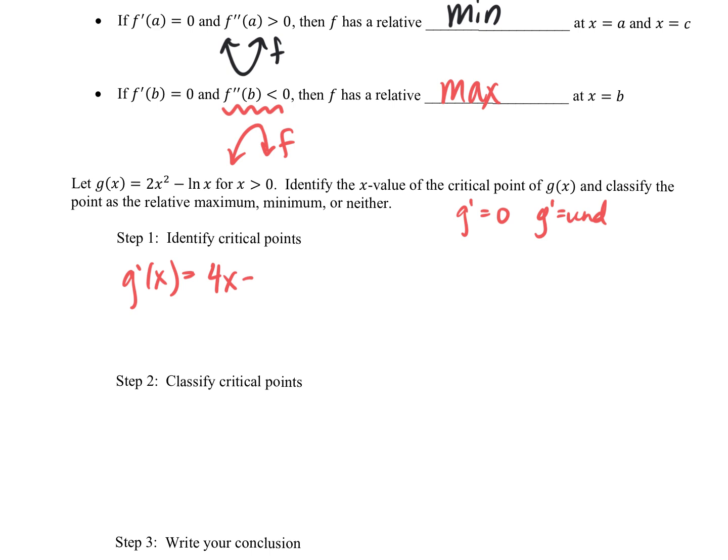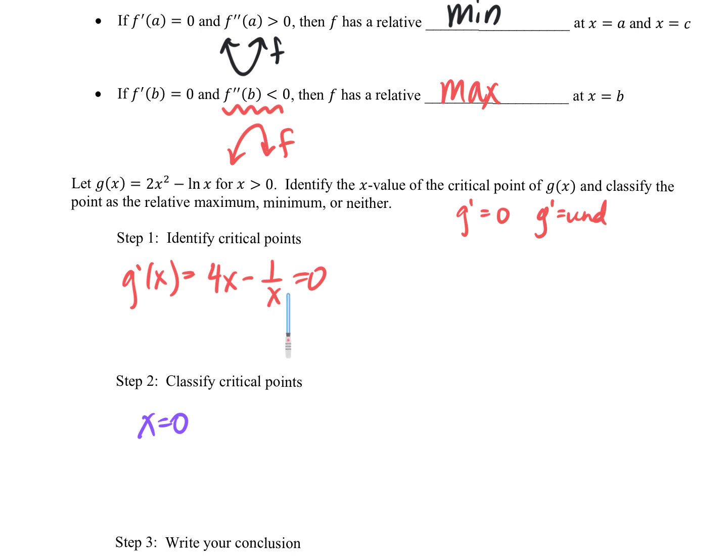4x minus 1 over x. That's it, right, Kurt? Okay. To find critical points, we've got to see where G prime equals 0 or is undefined. What would make this undefined? If x is 0, boom, I've got a critical point at x equals 0. Classify the critical points. x is 0, because that's where my G prime would be undefined.